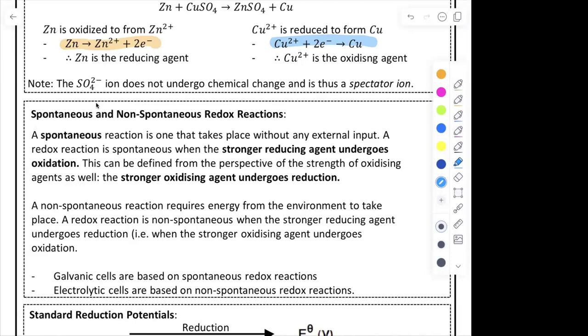Spontaneous reactions are basically what we're going to use as the basis of what we call a galvanic cell. I'll get to those just now, right? Then a non-spontaneous reaction requires energy from the environment to take place.